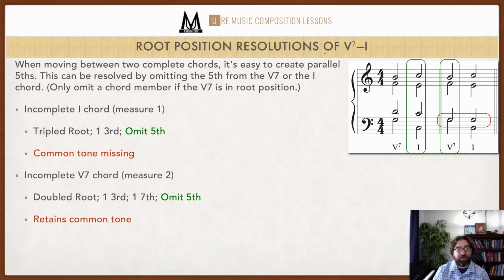So with the second option, you'd want a doubled root. You're going to have the 3. You're going to have a seventh, and you can omit the fifth of the 5/7 chord. And make sure you retain that common tone to really smooth out that progression.